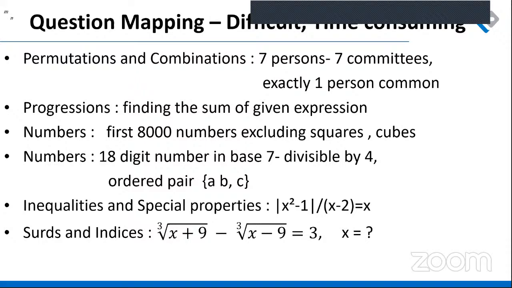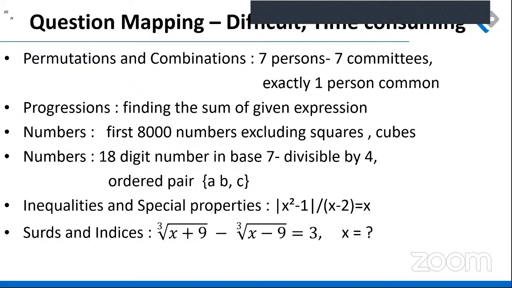Progressions, finding the sum of a given expression. Ideally, I should put this as a little easier than moderate. But again, I have seen people not being able to solve this very quickly. A series is given: 3 upon 7 into 11, plus 3 upon 11 into 15, and so on, and you have to find the summation.